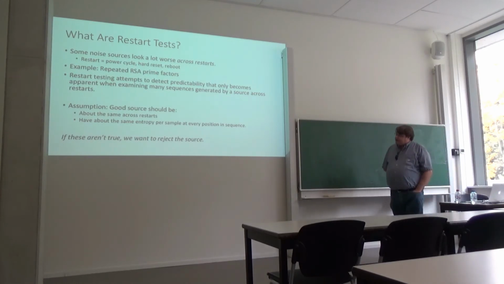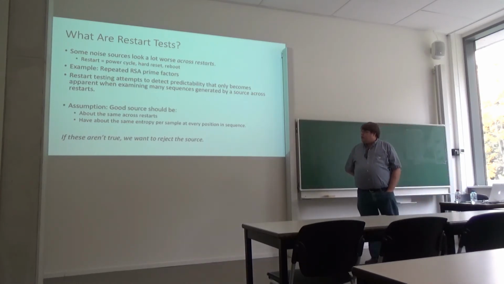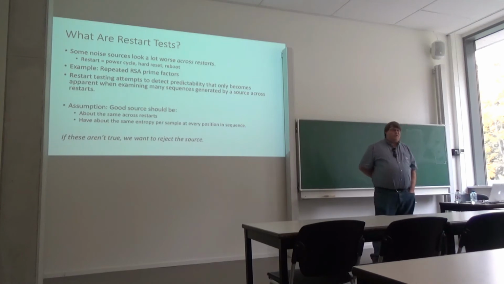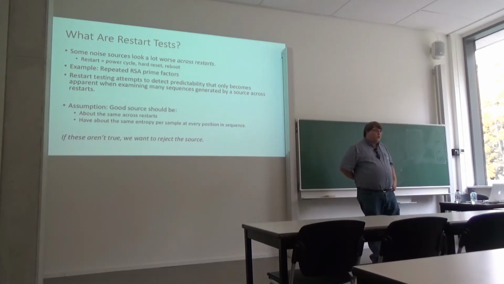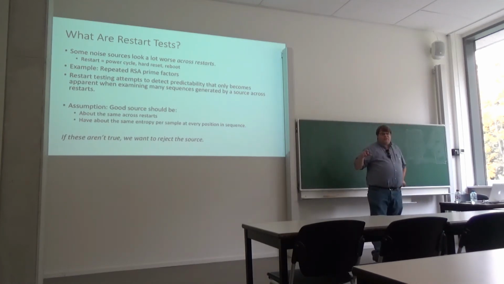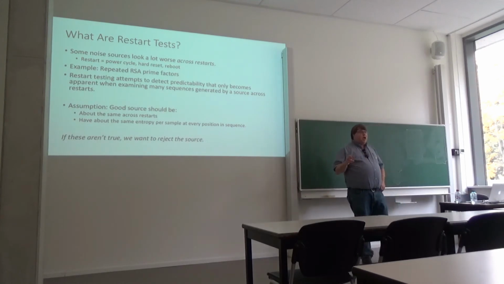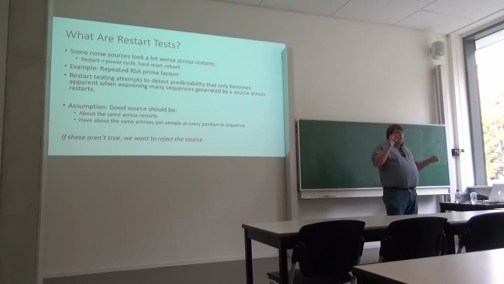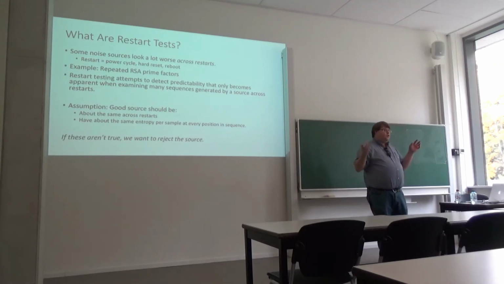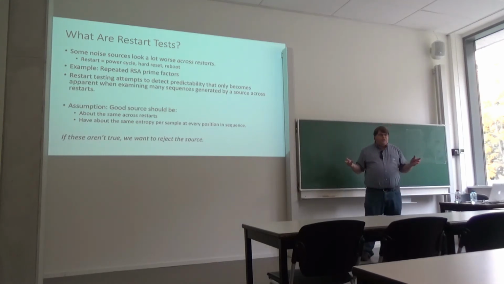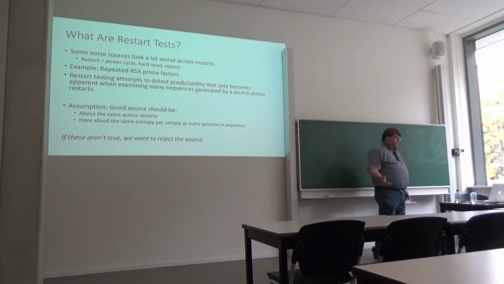Really the idea here is we want to make this assumption that a good source should be about the same across all of the restarts and have about the same entropy per sample at every position. We don't require the non-IID sources to be IID, but we do want to say that we don't have times where we're getting 5 bits of entropy per sample and times where we're getting 0 bits of entropy per sample, because then you couldn't use the outputs of this in an entropy source and safely generate keys or generate seeds for a DRBG.